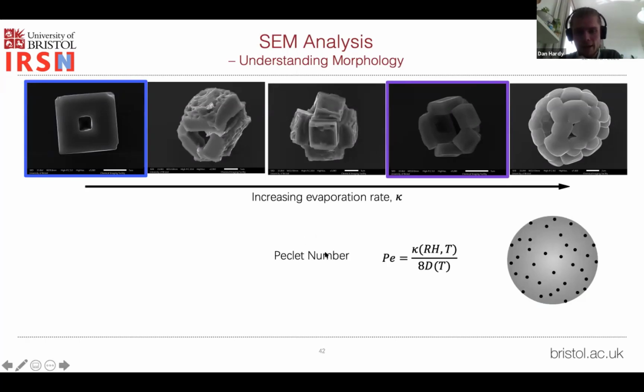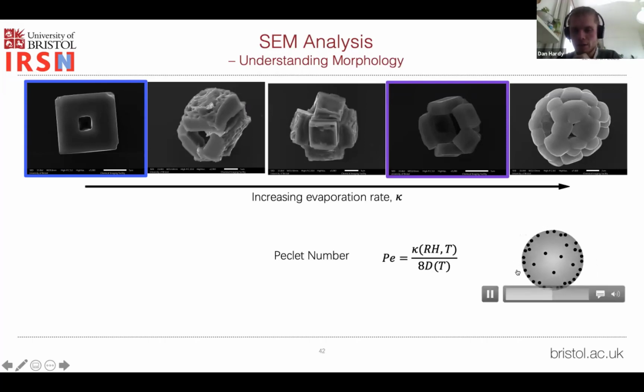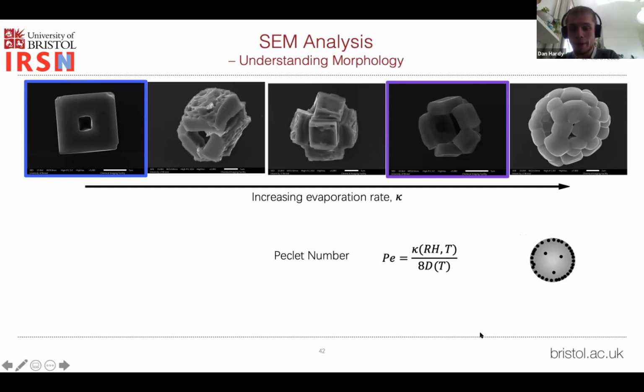So we use a Peclet number, which compares the diffusion rate to the evaporation rate. And when the evaporation rate is higher than the diffusion rate, you get surface enrichment occurring by the solute or colloidal contents being swept up by the receding surface. That leads to surface enrichment and generates these more spherical, crust or cage-like systems. So as the diffusion gets slower or the evaporation gets quicker, that's what we expect.